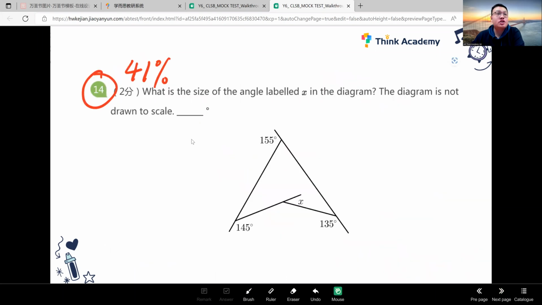Okay, so next question. As for this one, we need to review something about triangles.